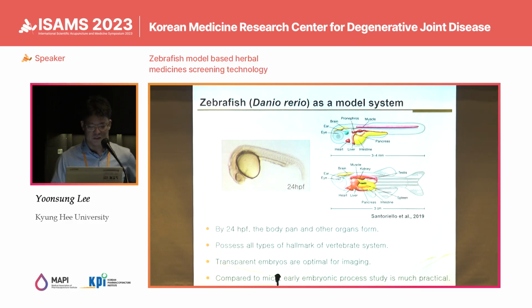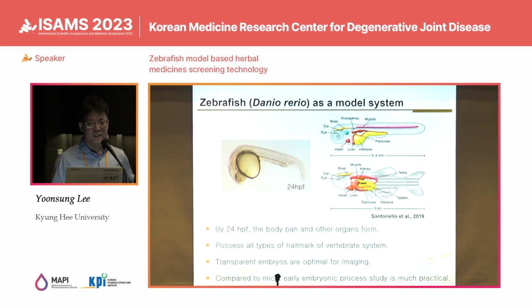For zebrafish, first of all, their development is very fast. By 24 hours post-fertilization, they have made the whole body plan, and most organs start to form. They also possess all the hallmarks of a vertebrate system, including tissues and organs. And they have transparent embryos, which is optimal for imaging through the whole process of development. That's why I think for embryonic process study, it's very practical.